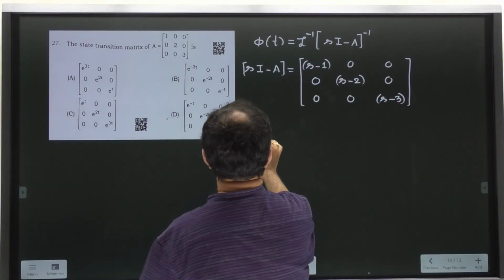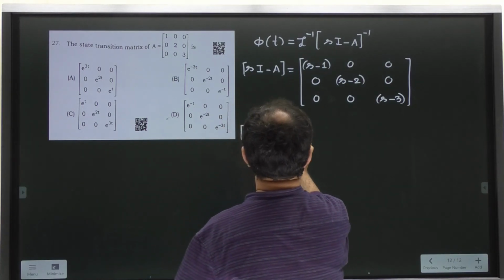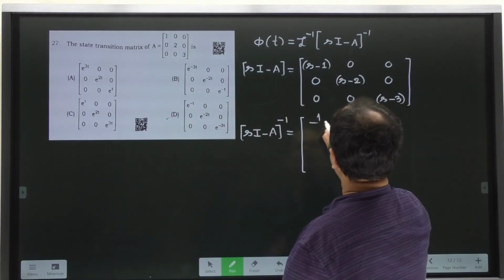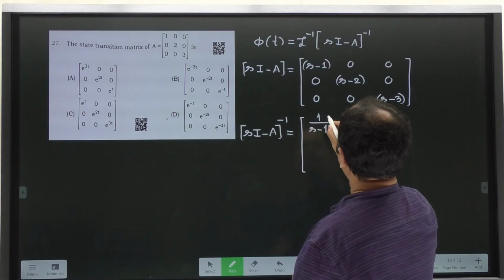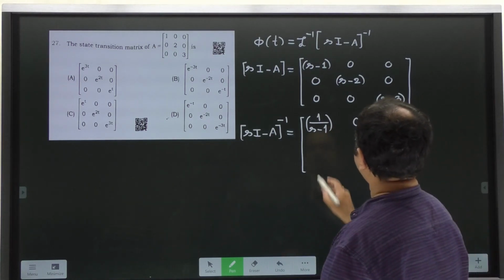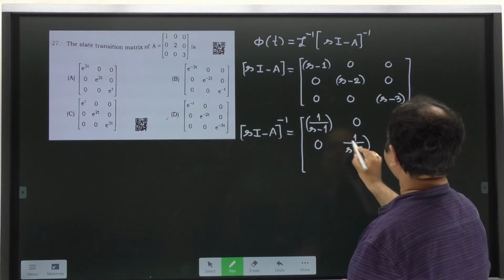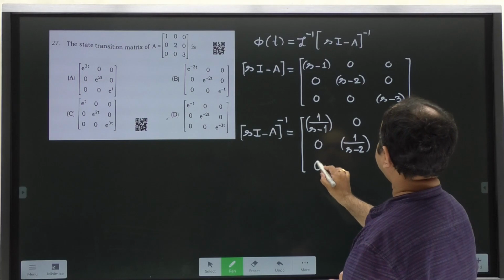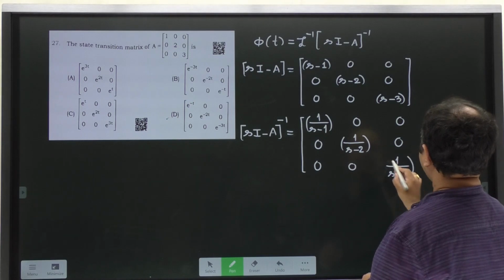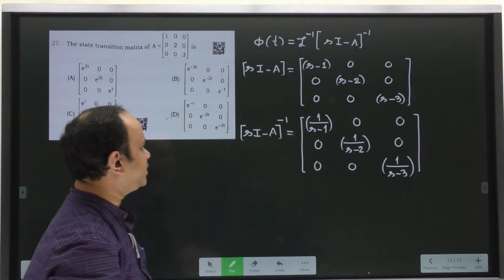Now if you look into the property of the inverse of a diagonal matrix, what you have to do is take the inverse of each diagonal element. That is 1 by s minus 1, 0, 0, 0, 1 by s minus 2, 0, 0, 0, 1 by s minus 3. So this is the (sI minus A) inverse matrix.